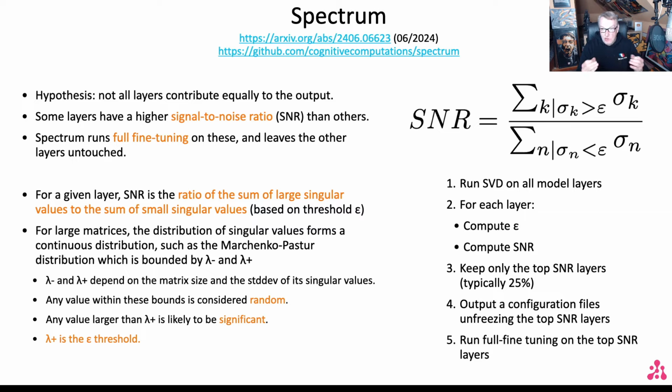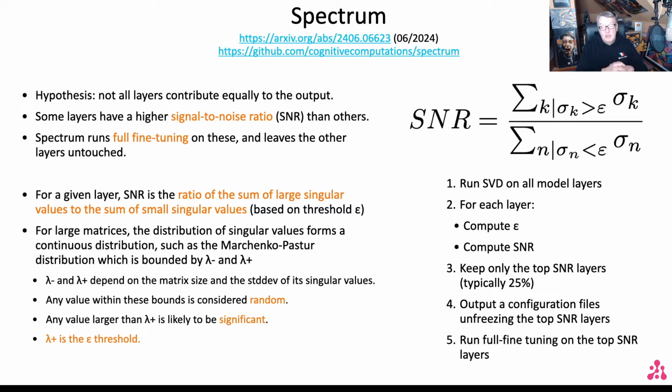We compute the threshold, epsilon, based on the layer size and the standard deviation of its singular values. We split the singular values between the high ones and the low ones. We sum them, compute the ratio, and we do this for all layers. Once we've done this for all layers, we decide to keep only the layers with the highest signal to noise ratio, typically 25%.